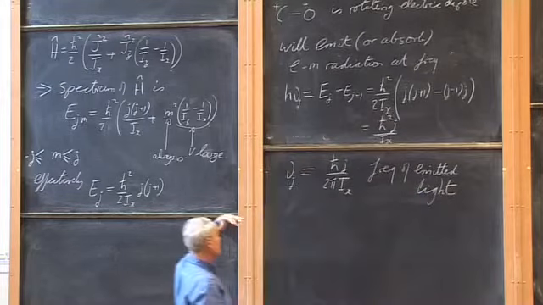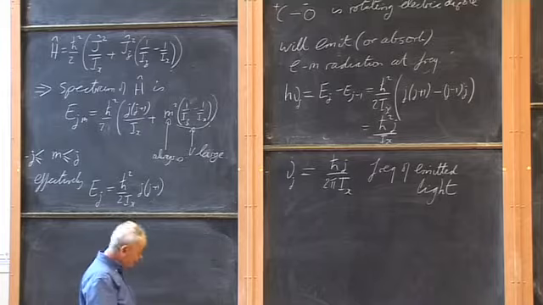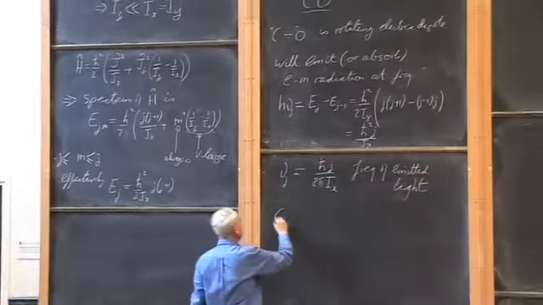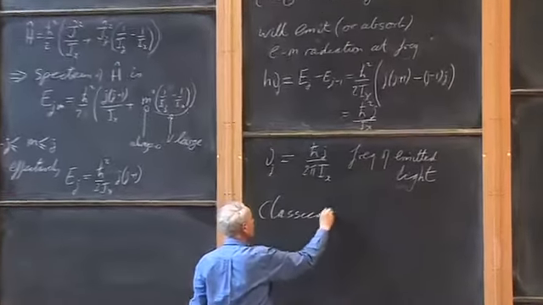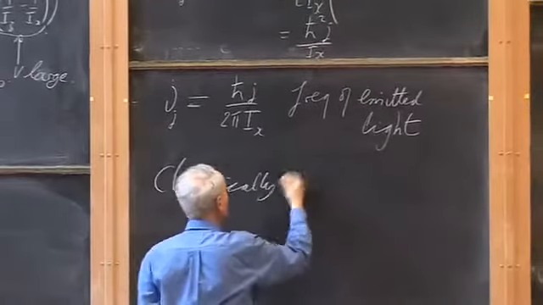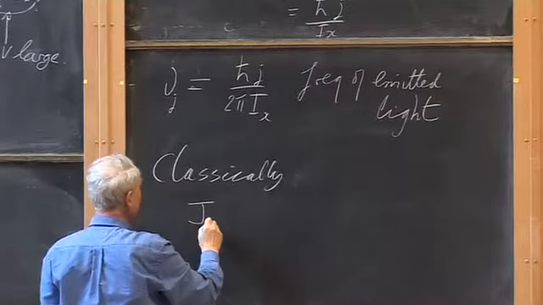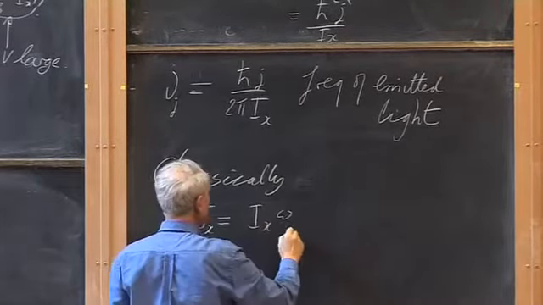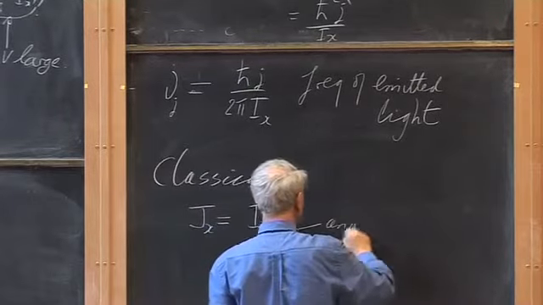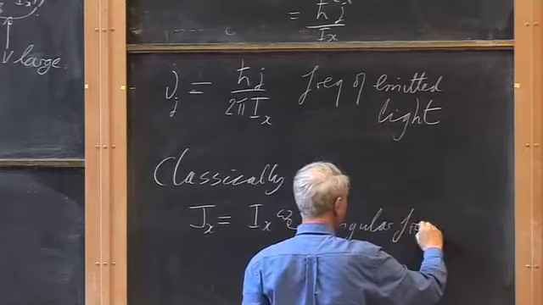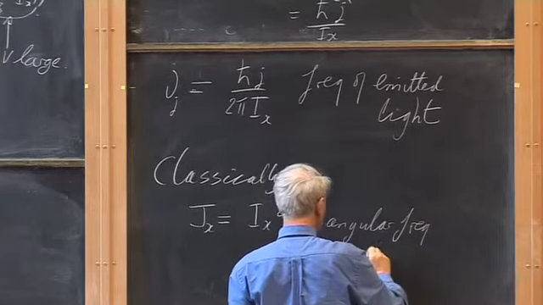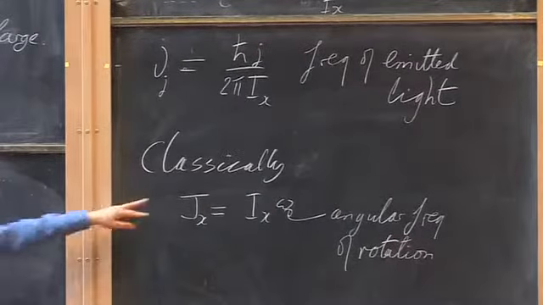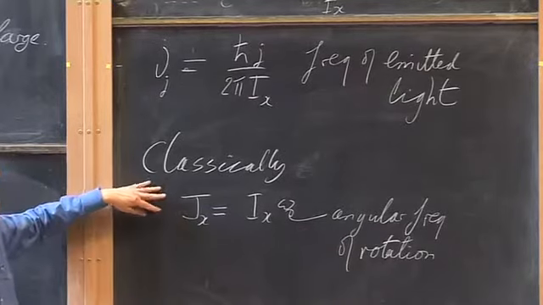Can we reconcile this with our classical picture? So how fast was the molecule going around? So classically, we can say that the angular momentum, Jx, is equal to Ix times omega. This is the angular frequency of the tumbling, of the rotation. So this is a piece of classical mechanics again. The relationship between angular momentum and frequency, this is like the relationship between momentum and velocity.